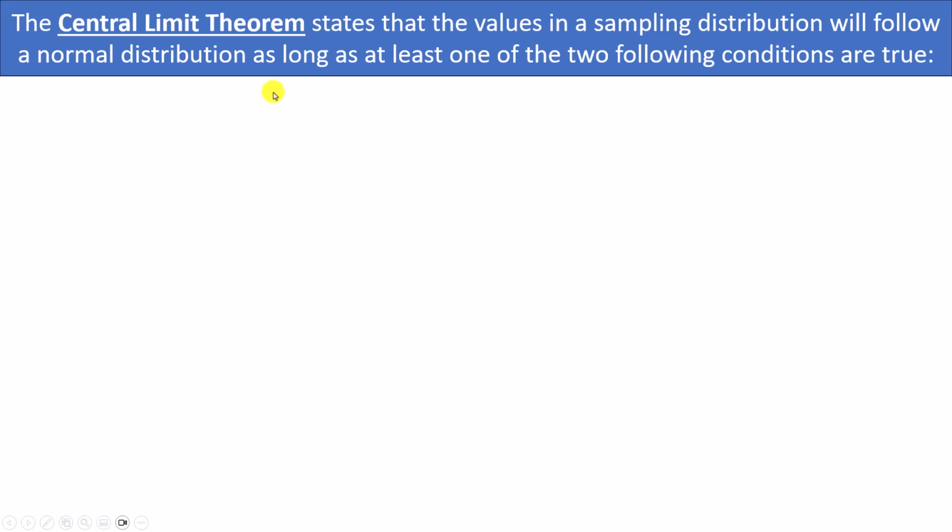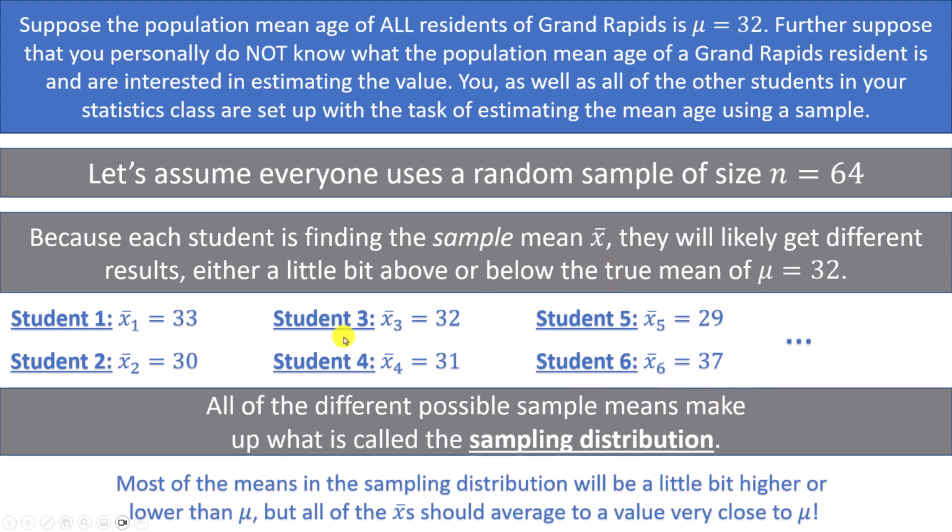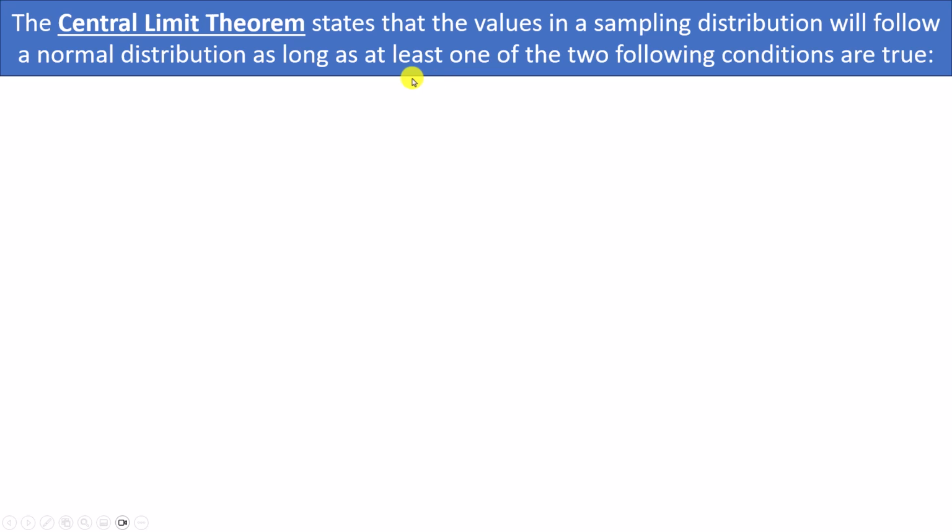Now, the central limit theorem, which is the focus of this chapter, states that the values in a sampling distribution, meaning each of these sample means, right? Each of those sample means will follow a normal distribution as long as at least one of the following conditions are true. So there are two possible conditions, and we only have to meet one out of these two conditions.